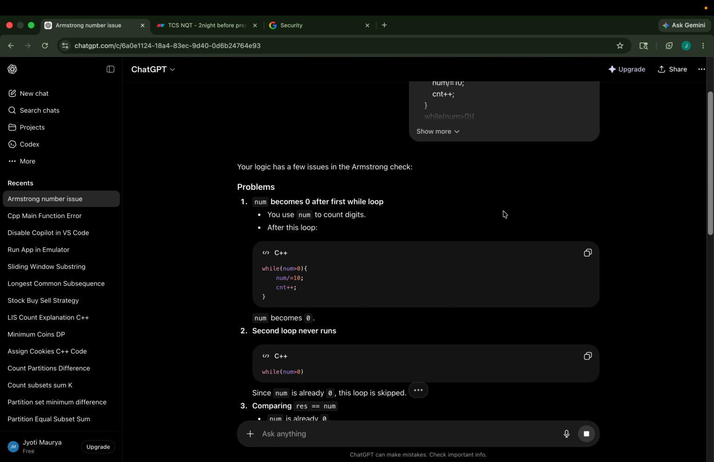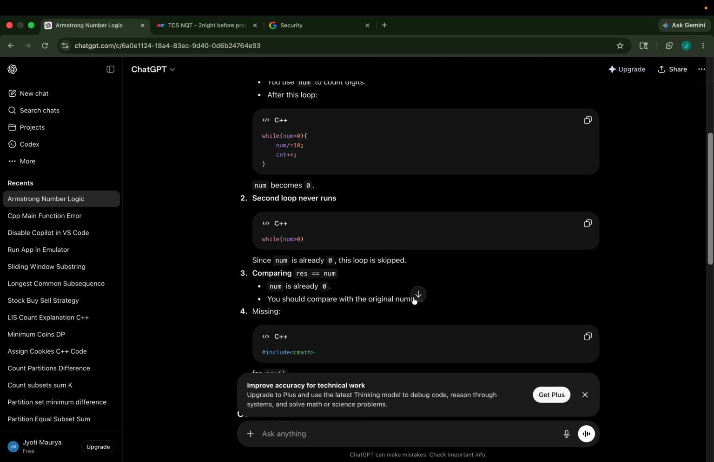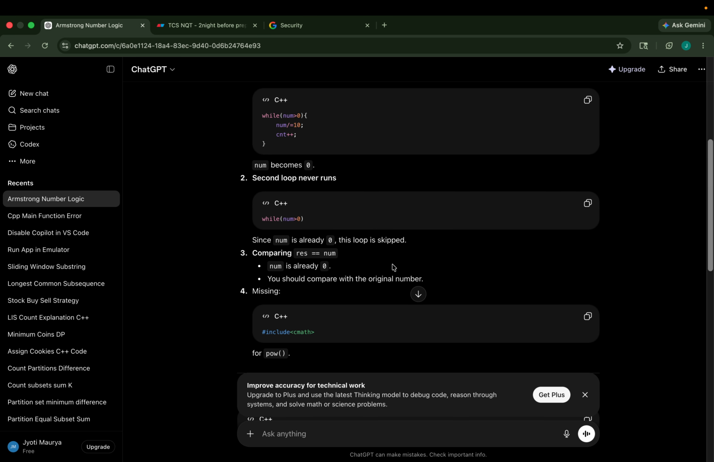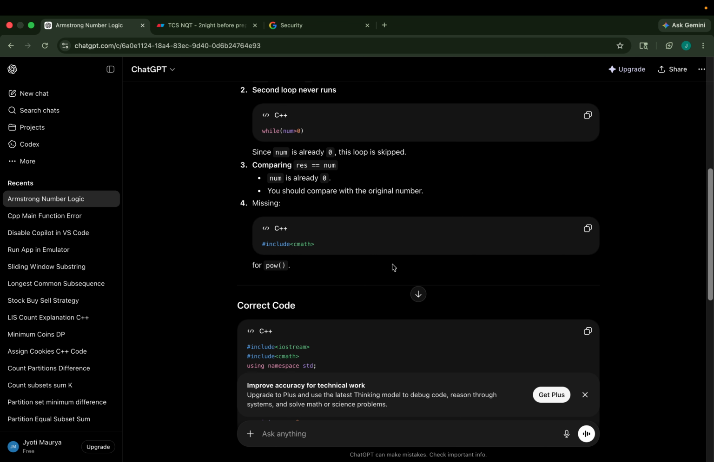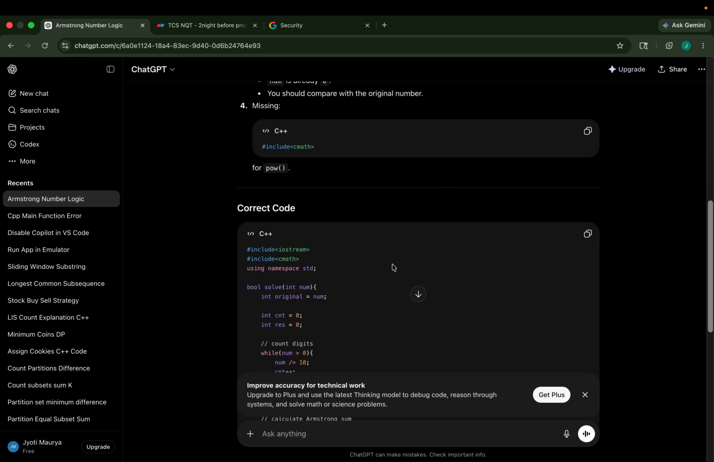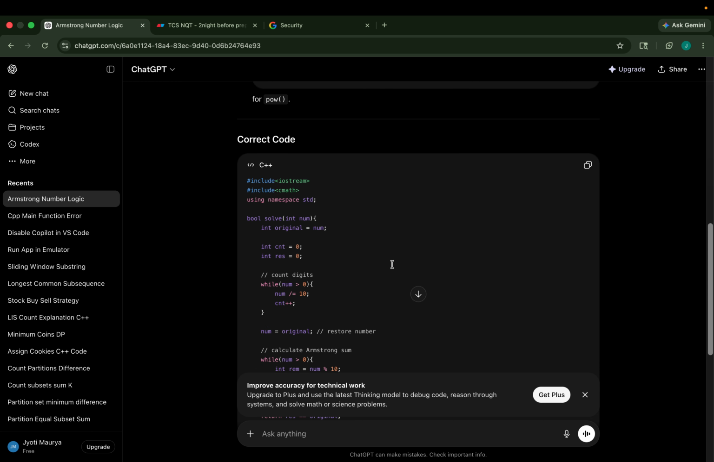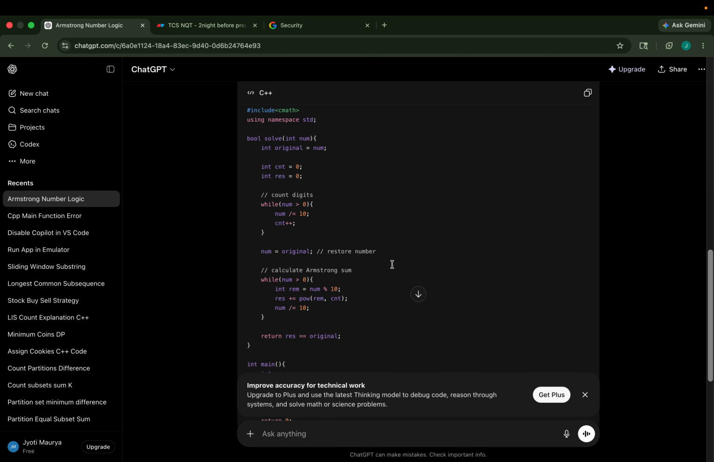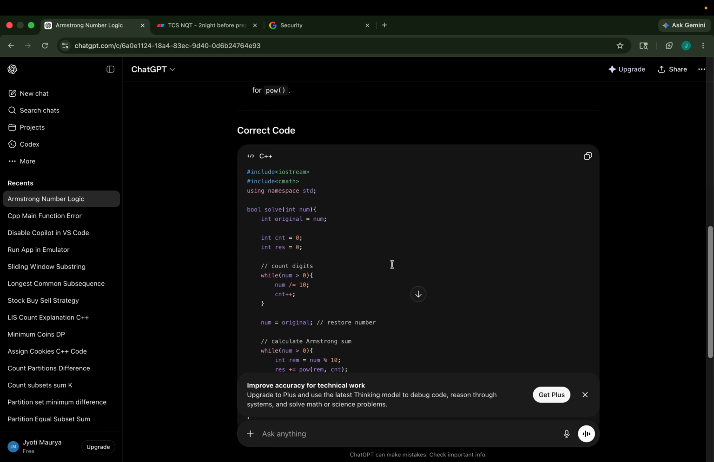Num becomes 0 after the first loop. Acha. Second loop never runs. So num is already 0. This loop is skipped. So comparing num is already 0. You should compare it with the original number. And we need to see math for pow. Use one original to restore it. Thank God I did it.